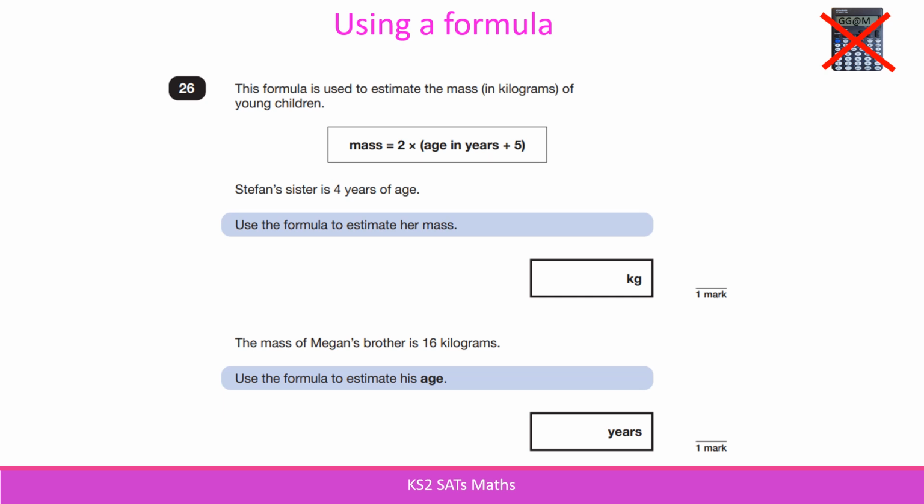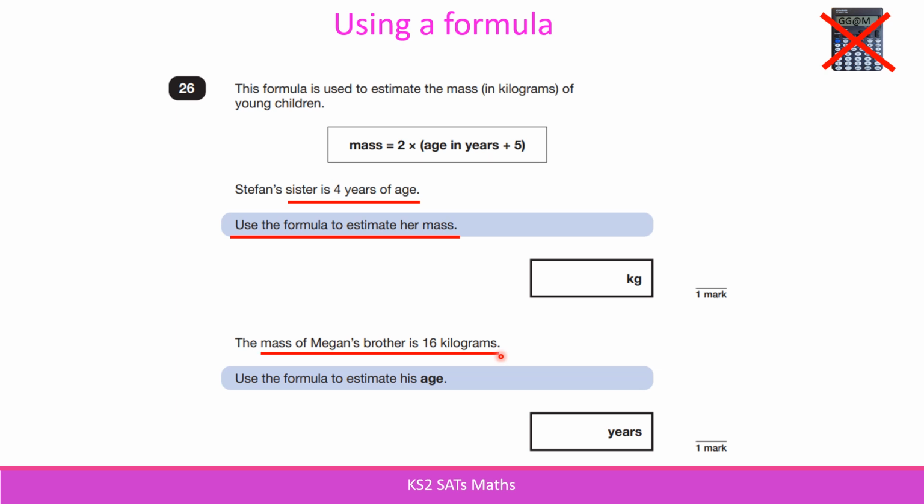This is a question on using a formula and you're told that the mass is equal to 2 times the age in years plus 5, where this is in brackets. You're told that the age of the sister is 4 years old and you've got to use this formula that is in this box to estimate, and that means work out her mass. So what is the mass given that the age is equal to 4? So you've got to do some substituting. The answer needs to get written in the box here and that will give you 1 mark.